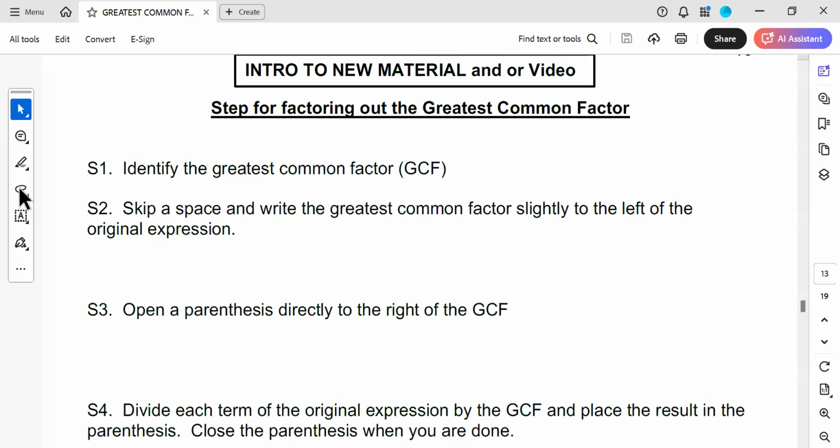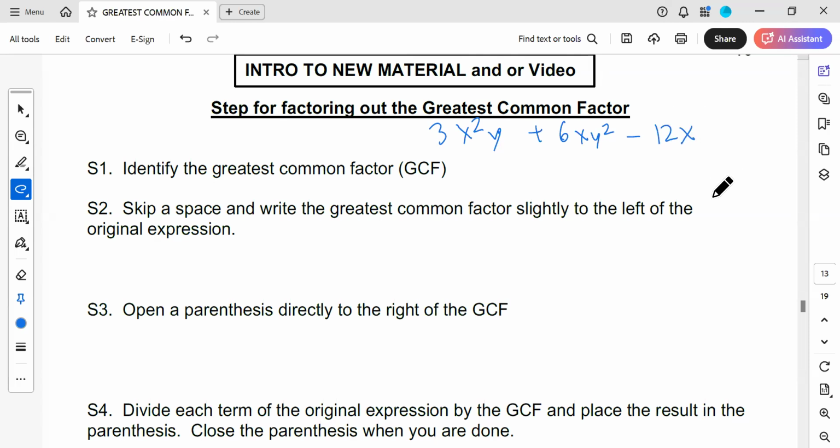All right, so let's do an example. If I have something like 3x squared y plus 6xy squared minus 12x, the first step is always to identify our greatest common factor. So I'm looking at 3, 6, and 12. I know that's going to be 3. You with me so far? Do all three terms have an x? What's the lowest exponent? Cool. Do all three terms have a y? So my GCF is just 3x.